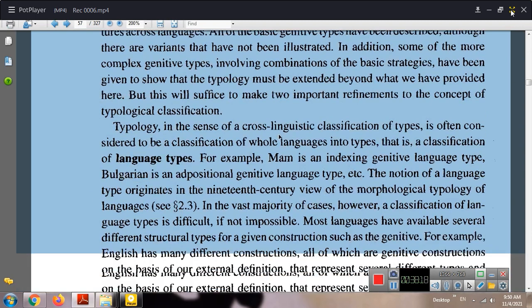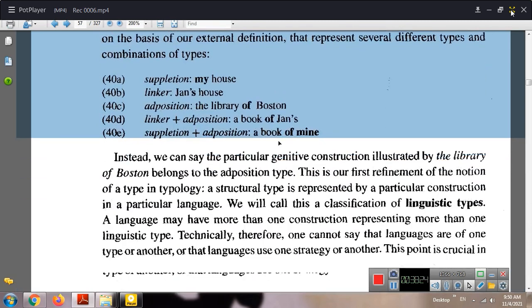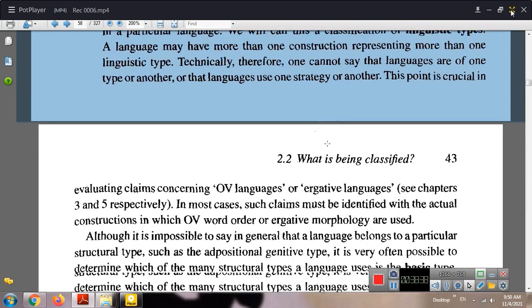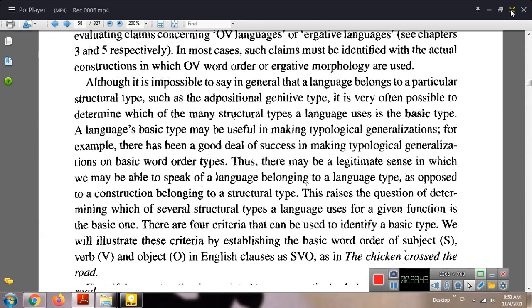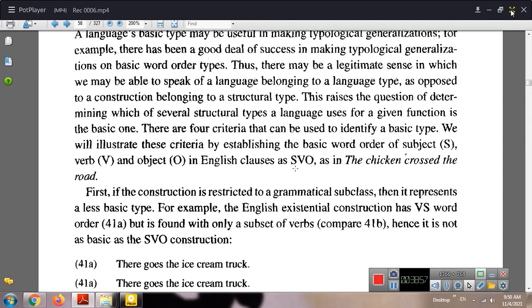And for the final exam, you should know the definitions and the important terms. Here, for example, in this session, we told you about the linguistic types, and we defined the basic type, based on which we can do the typology. And here we told you that sometimes in each language we can see some structures and we don't know which one is basic. Here we told you 4 criteria, by which we can identify the basic type.